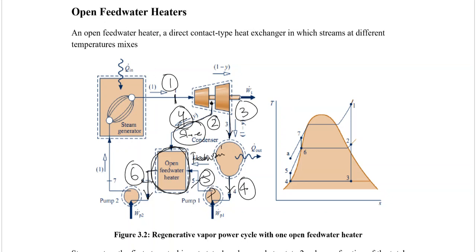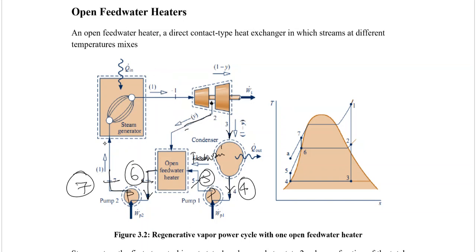Now we will be using another pump, pressurizing the feed water from state number 6 to state number 7. State number 7 itself is the inlet of the boiler, and we would be transferring heat from the boiler to the feed water from 7 to 1. So this is what we call a regenerative vapor power cycle.